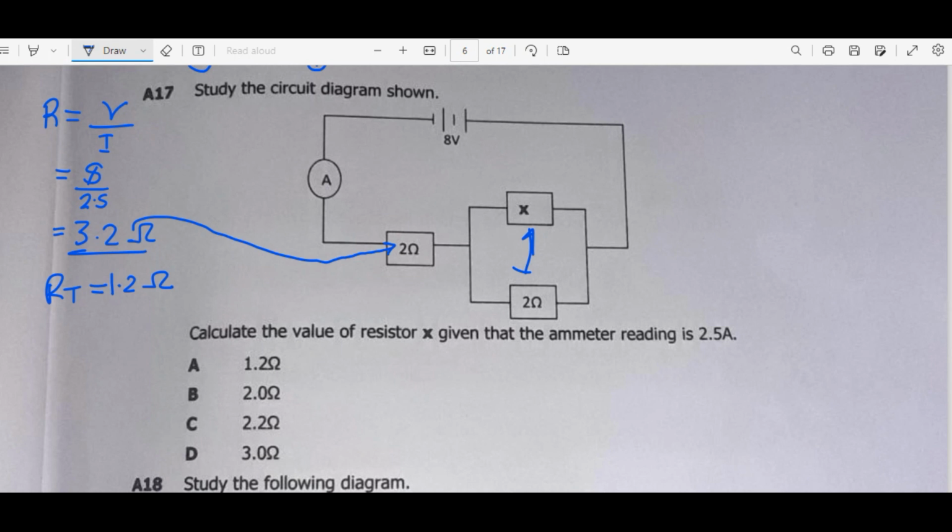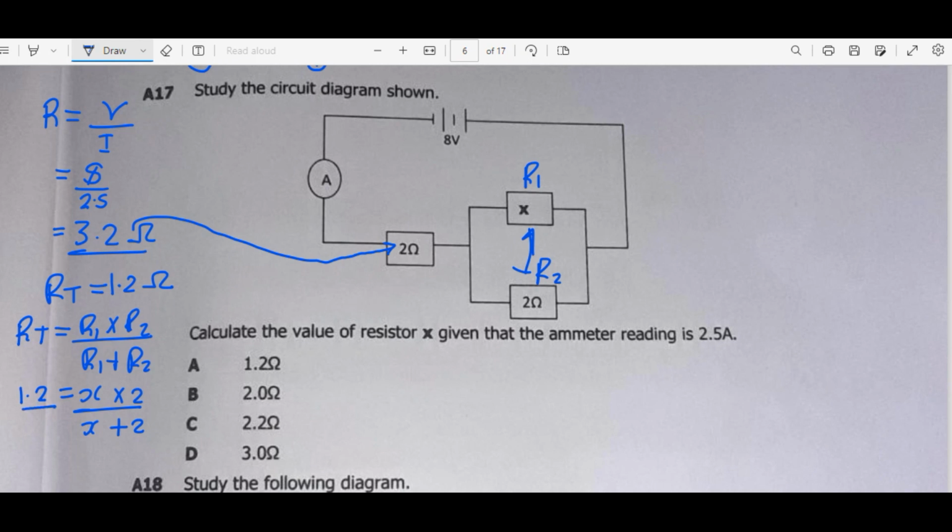Now, how can we find the missing resistor given the total resistance and one for those two that are in parallel? So we use the formula RT is equal to R1 times R2 over R1 plus R2. Here we'll say R1, then here we'll say R2. Our total resistance for these two is 1.2. R1 is X times R2 is 2, over R1 is X plus R2 is 2.